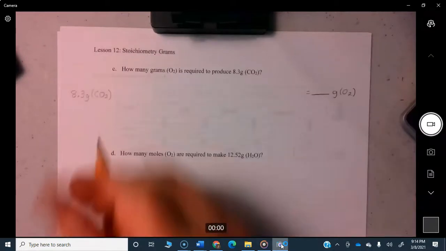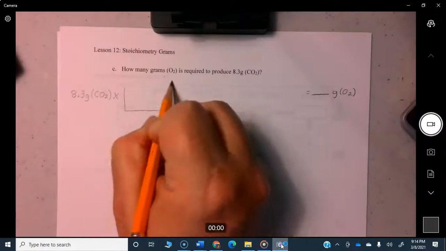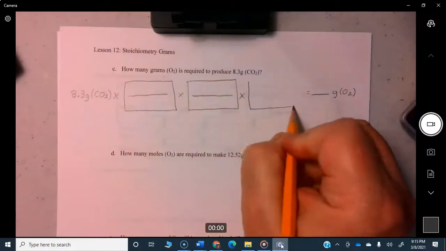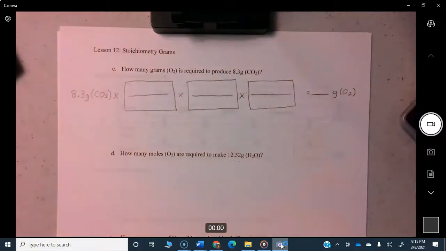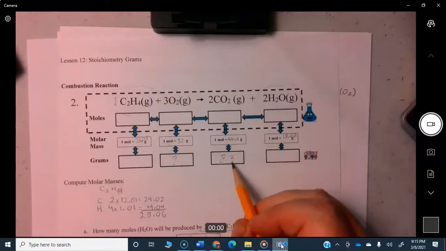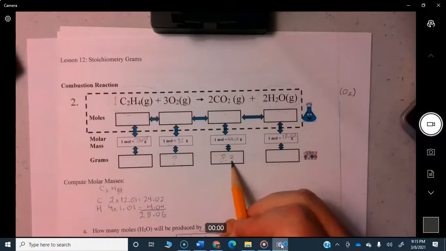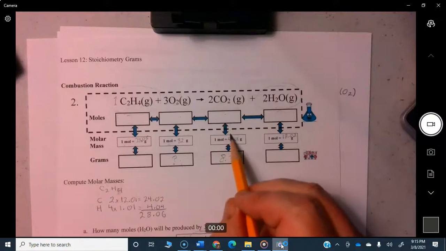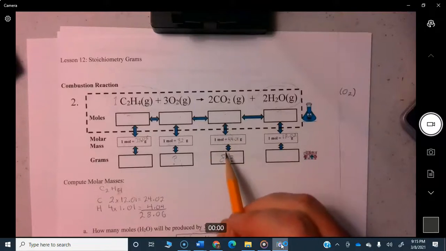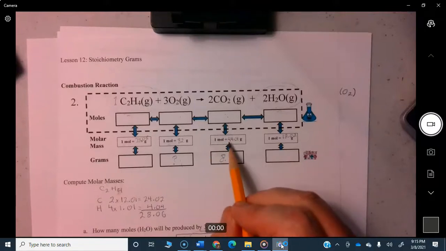All right, so I'm going to go ahead and draw 3 boxes. All right. So what's our first conversion going to be? It's going to be to get us from grams into moles of CO2. So we need the molar mass conversion for CO2. So from here to here, that's the conversion.